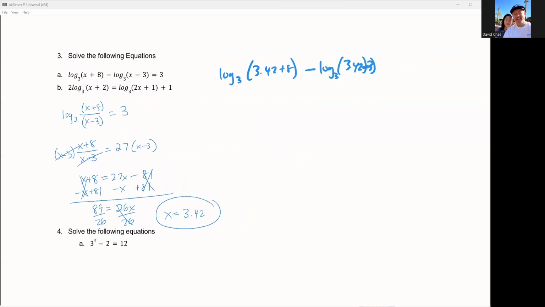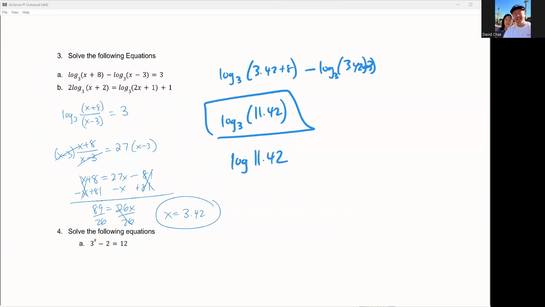Good question. Remember the change of base formula here? It'd be log base 3, and then what? This is 11.42, right? How do I put this in a calculator? You go log 11.42 divided by log 3. And then you should get a decimal with that.